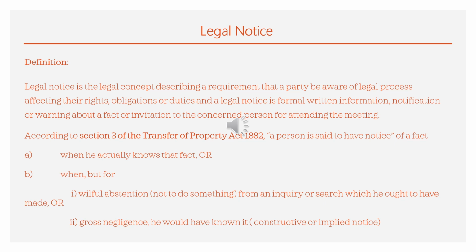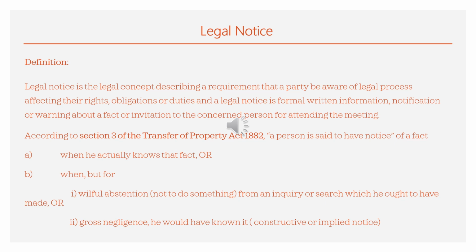According to Section 3 of the Transfer of Property Act 1882, a person is said to have notice of a fact when he actually knows the fact, or when, but for willful abstention from an inquiry or search which he ought to have made, or gross negligence, he would have known it: constructive or implied notice.